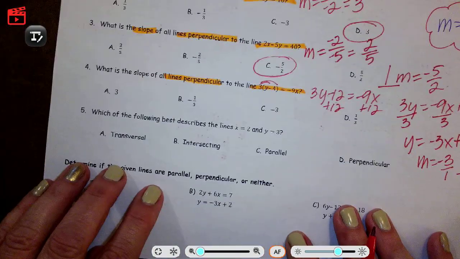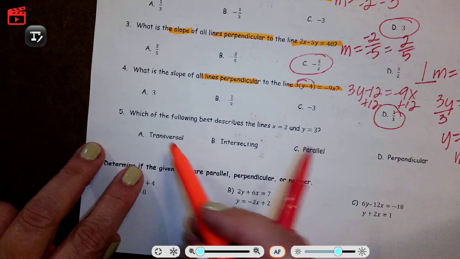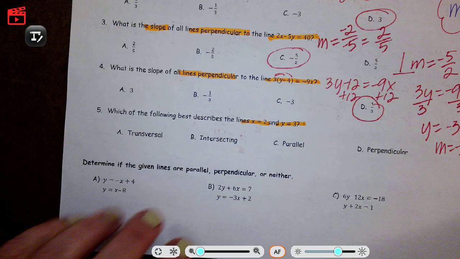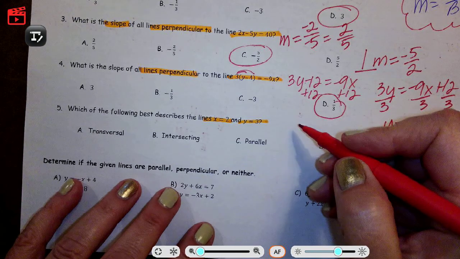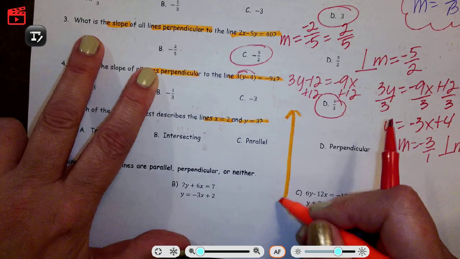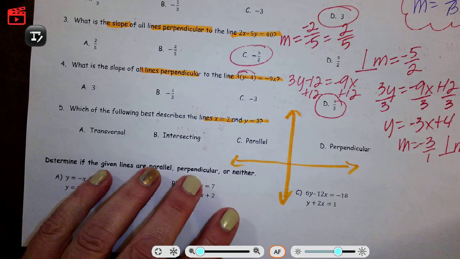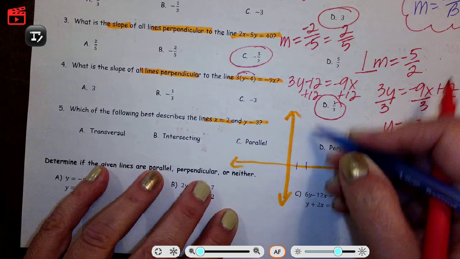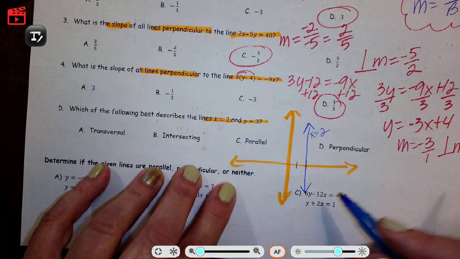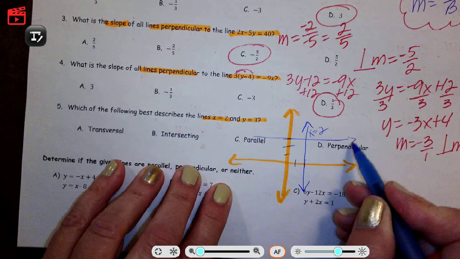All right, do we see it here? Yep, there it is. All right, which of the following best describe, x is equal to 2 and y is equal to negative 3. No, pardon, y is equal to 3. Who's thinking Dollar Tree graph? Well, guess what? You are correct. So let's put in a Dollar Tree graph. Let's see. X is equal to 2. That's going to be this vertical line. Y is equal to 3. That's going to be this horizontal line.